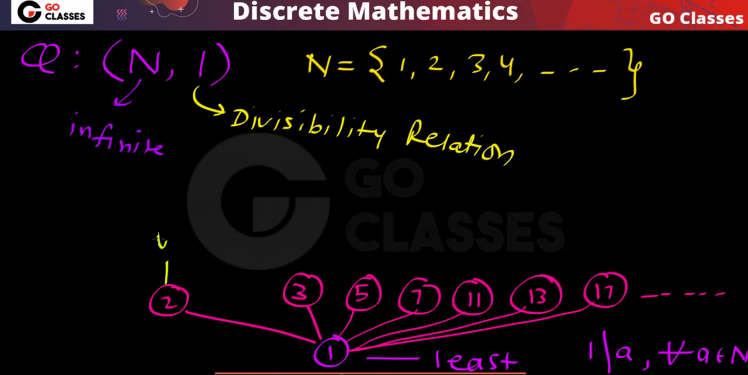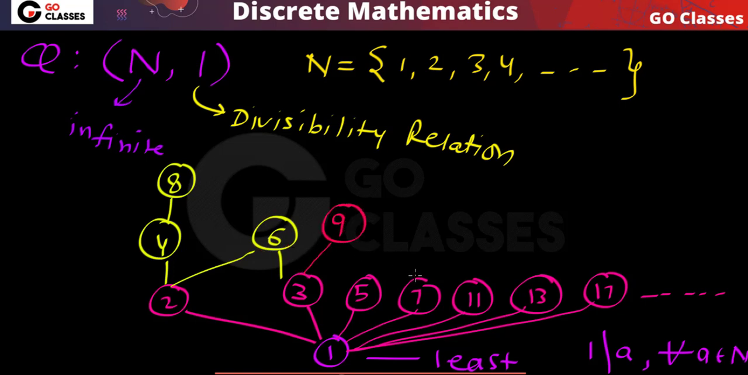And now you can notice 2 divides 4. Then where will 6 be? I can say 6 will be here because 2 divides 6. Where will 8 be? I can say 8 will be here because 4 divides 8. Where will 9 be? 9 will be here because 3 divides 9. Where will 10 be? 10 will be here, and 5 divides 10, and also 2 divides 10. So like this you can create the Hasse diagram.